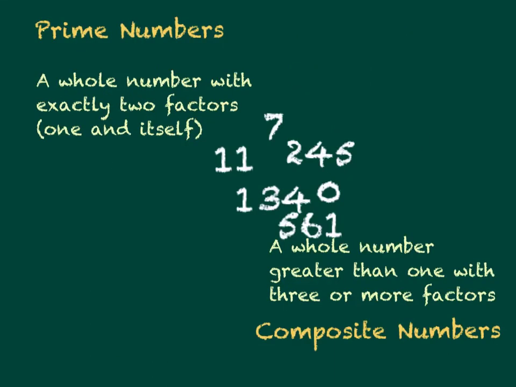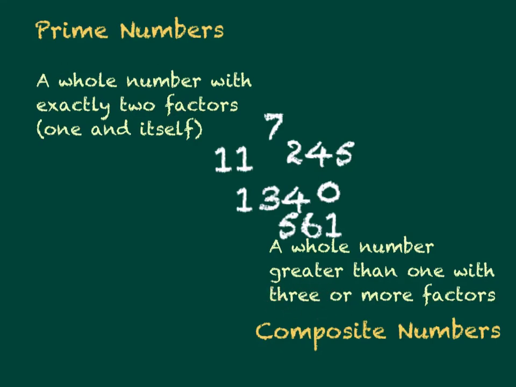In order to do prime factorization, I need to review the difference between prime numbers and composite numbers. Prime numbers are whole numbers with exactly two factors, including both 1 and itself. Composite numbers, on the other hand, are whole numbers greater than 1 with 3 or more factors. So prime numbers are going to have 2 factors exactly, and composite numbers are going to have 3 or more factors.